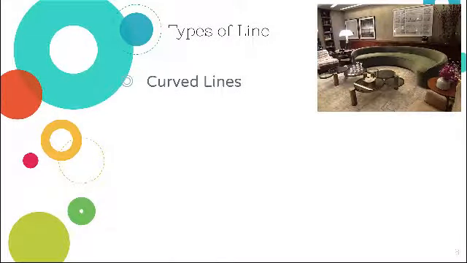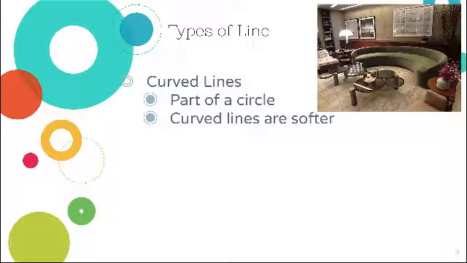And then you have curved lines. The curved line is a part of a circle. The circular curved lines have a softer feel than those straight lines. You have a curved couch, and you have the circles of the end tables and the coffee table in this picture. And so it's a little bit softer of a design than if you would have very straight lines for both of those.